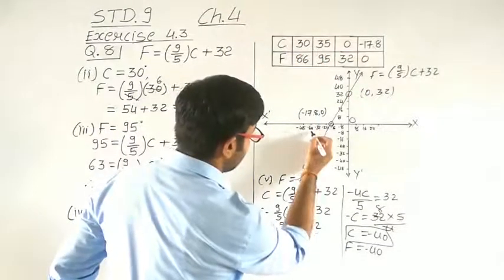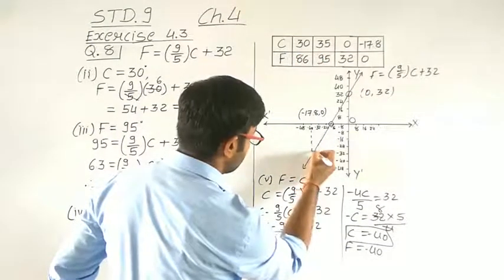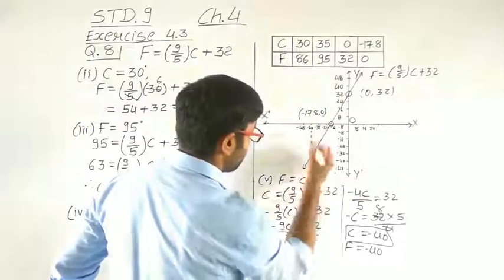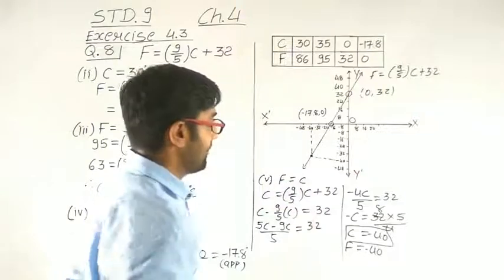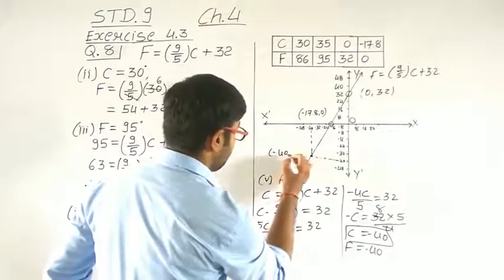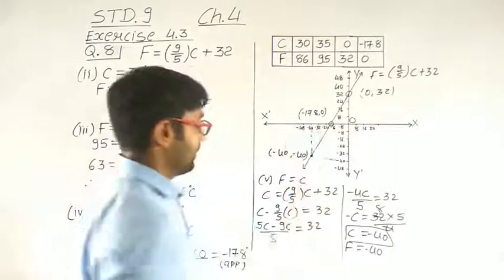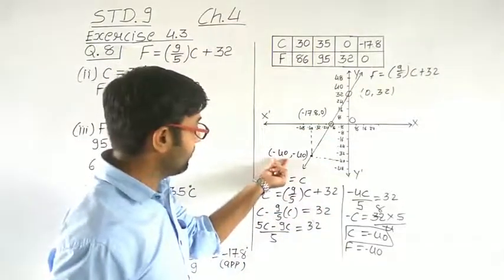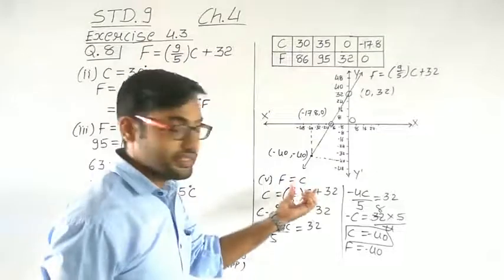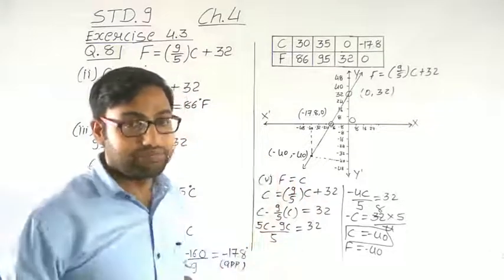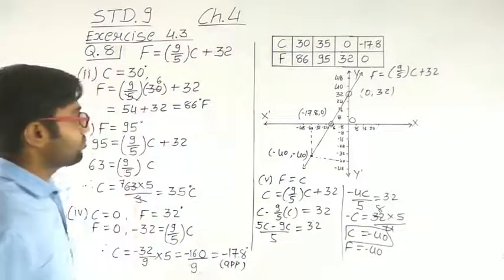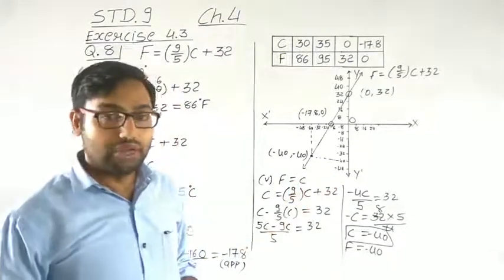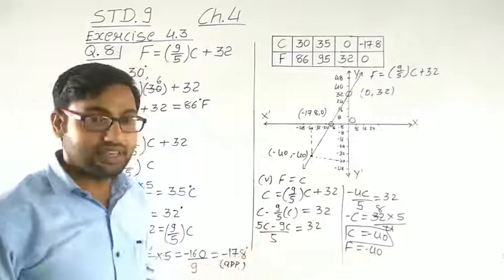So when we extend both these values and see here, you can see that both these points intersect here, and this point is what? Minus 40, minus 40. So this is the value of the degree at which the Fahrenheit and Celsius will become equal. Okay, so in this way we can solve this type of linear equation. We can draw the graph. Okay, so this is all about this lecture.